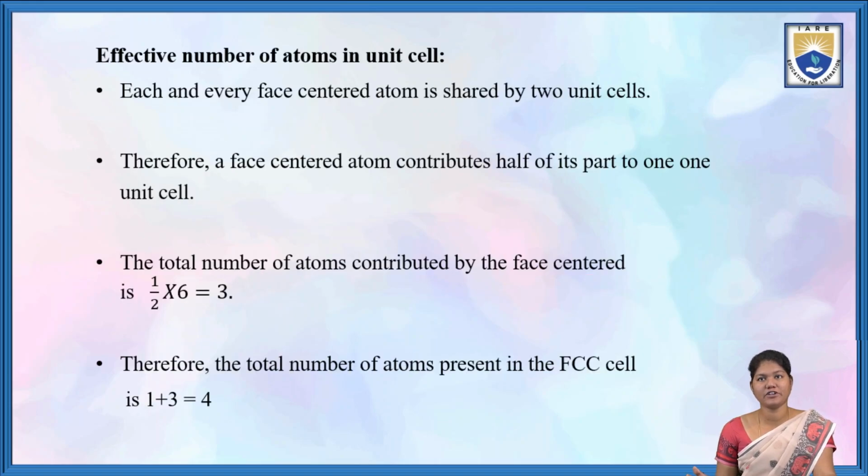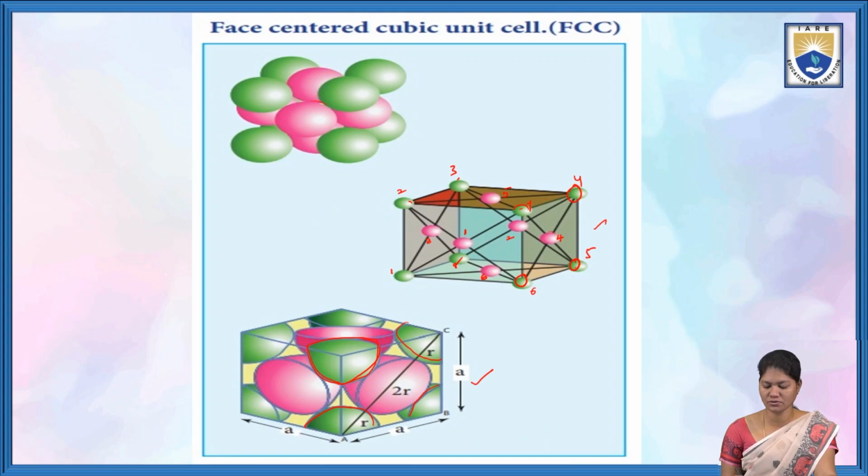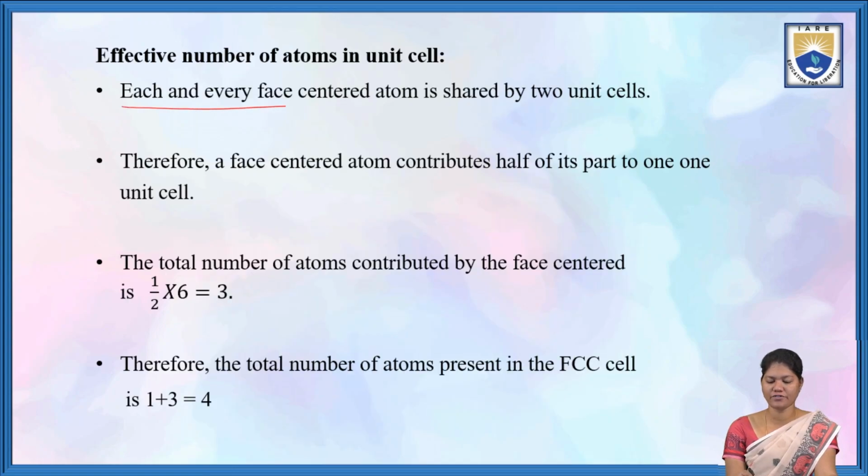Each and every face center atom is shared by 2 unit cells. So in this diagram, we have seen the corner atoms, 1/8 share, total 8 corners, so 1 atom. This is only about the corner atoms of the cubic crystal. Along with this, each and every face-centered atom is shared by two unit cells.